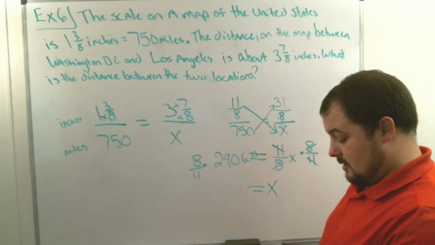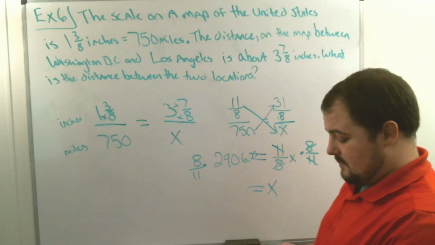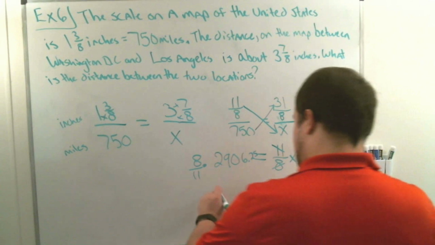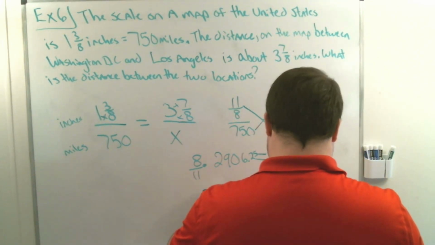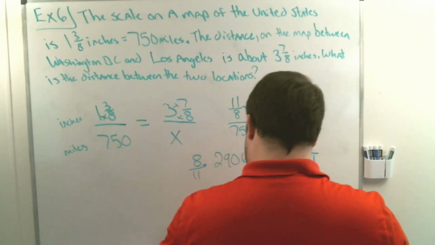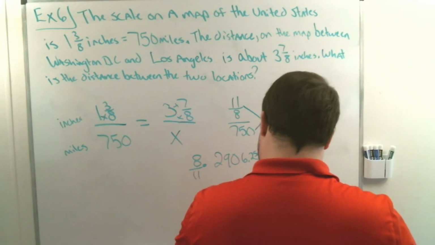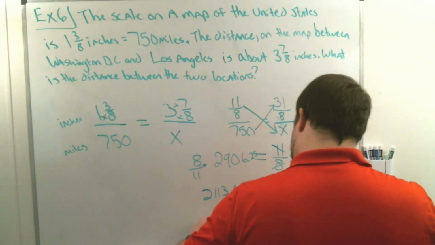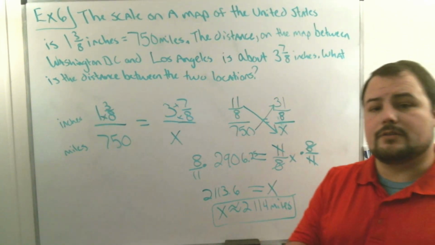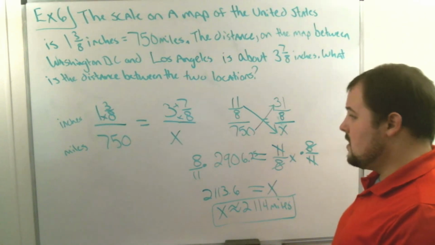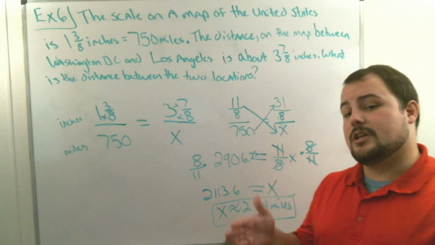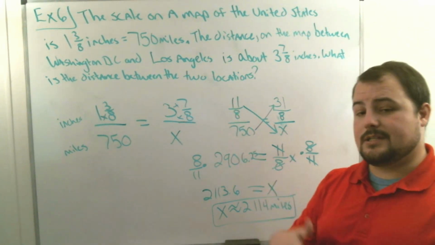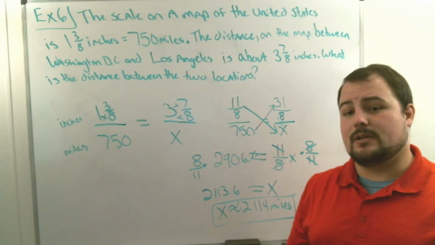So, 2,906.25 times 8 divided by 11, and I get 2,113.6. So x is about 2,114 miles. So on a map, this would be about 2,114 miles, the distance from Los Angeles to Washington, D.C. in actuality. So if it measures 3 7/8, that's about the distance between them.